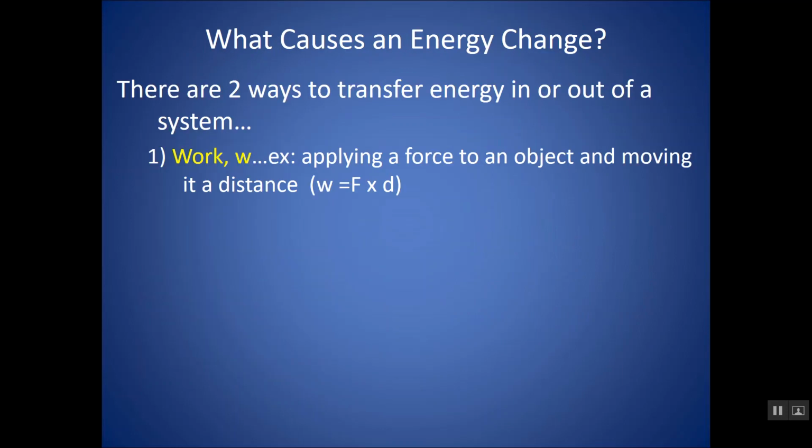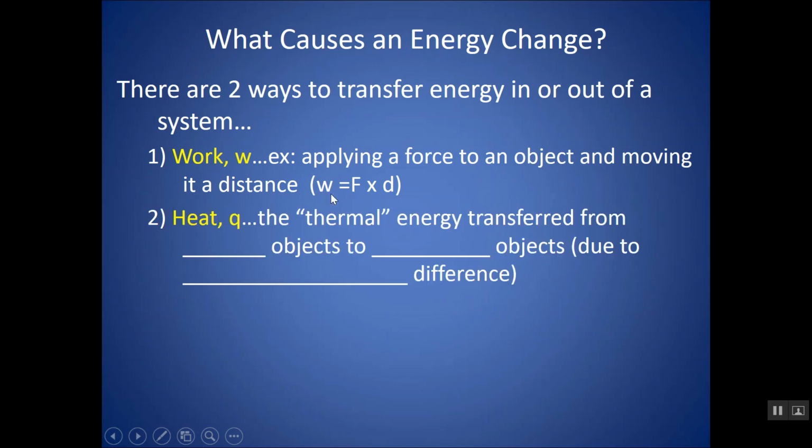There are 2 ways to transfer energy in and out of a system. One way is work. Work is applying a force to an object and causing it to move a distance. So force times distance is equal to the work. Another way is heat, and heat is thermal energy that's transferred from hotter to colder objects due to a temperature change, and this would keep happening until the temperatures become constant and you reach a thermodynamic equilibrium.